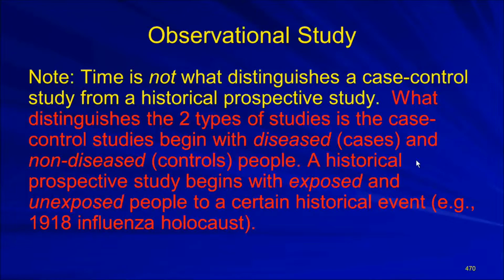for example, the 1918 influenza Holocaust that killed millions of people worldwide, so it was a pandemic, and we talked about that earlier on in the slides. But this you have to get and understand. If you don't understand this point, you're going to have trouble on a test deciding whether it is a case control or a historical prospective study.